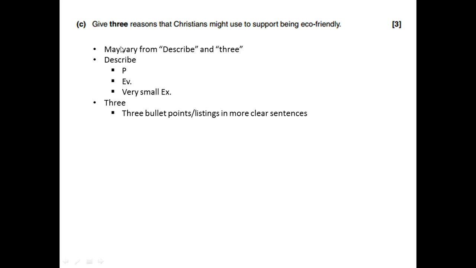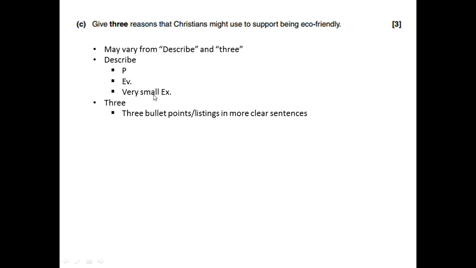Question 3. Give 3 reasons that Christians might use to support being eco-friendly. Now, there's a bit of an issue with question 3 in that you can't really have a defined structure for it, because it will either be give 3 reasons, or sometimes it might be describe. So it may vary from describe and give 3 reasons. If it's a describe structure, then you do your point and your evidence, and then you do a super tiny explanation, almost so small that it's hardly even an explanation, because bear in mind, if it's describe, you're not explaining.